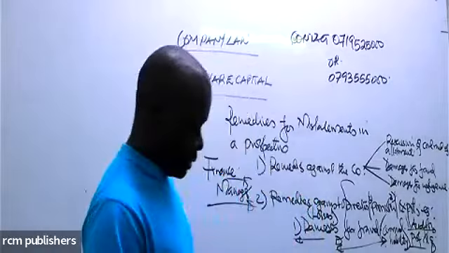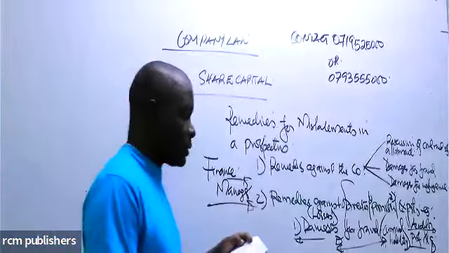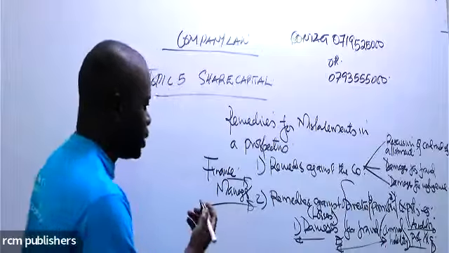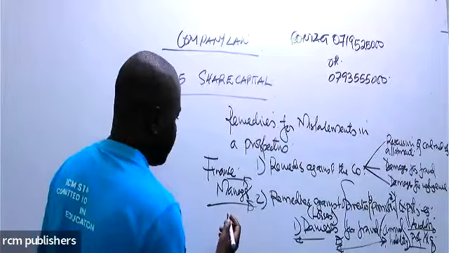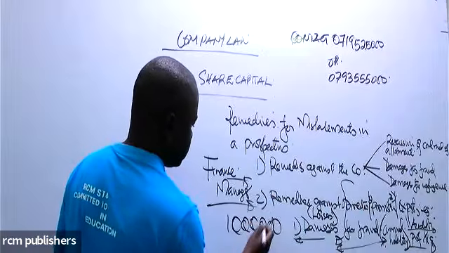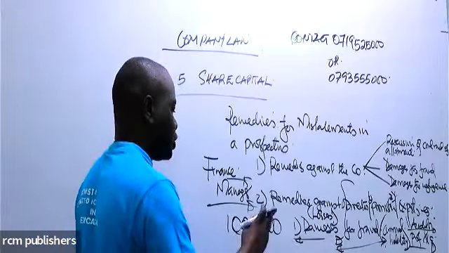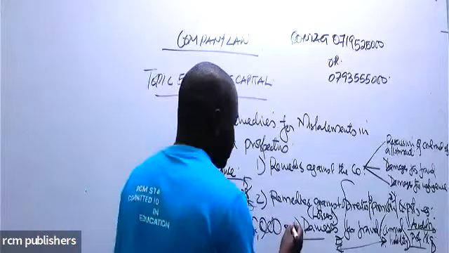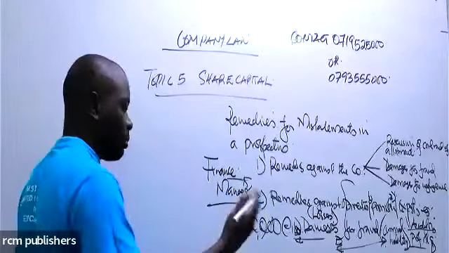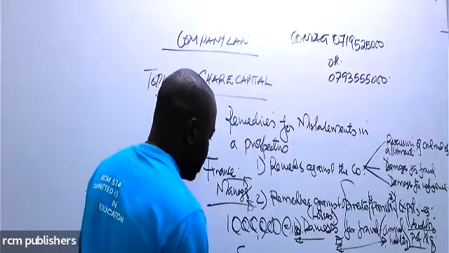So I want us to look at underwriting, commission, and brokerage. Sometimes the company issues out shares to members of the public, let's say a million shares, each with a value of maybe 100. They issue them to the members of the public through the prospectus. But it happens that only 800,000 shares are subscribed for.